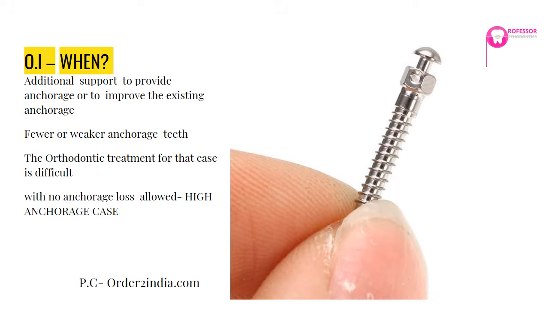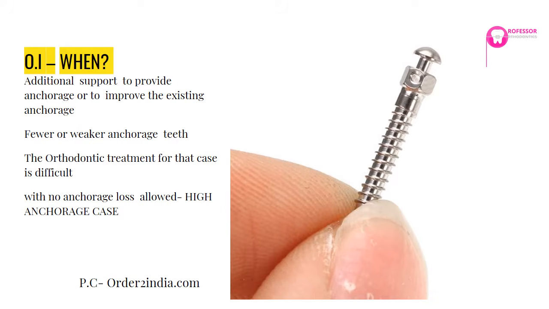Then the third example would be you have anchorage teeth, but the case is such that that is not enough. In the sense, you want to bring about retraction in bimaxillary protrusion cases, and you want to retract maxillary and mandibular anteriors, and it's a kind of case that you cannot afford to lose any anchorage, and in that case you know that even after reinforcing anchorage with a TPA or a Nance palatal button, some amount of anchorage loss will be there.